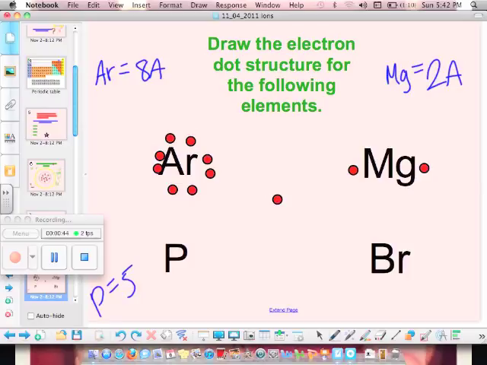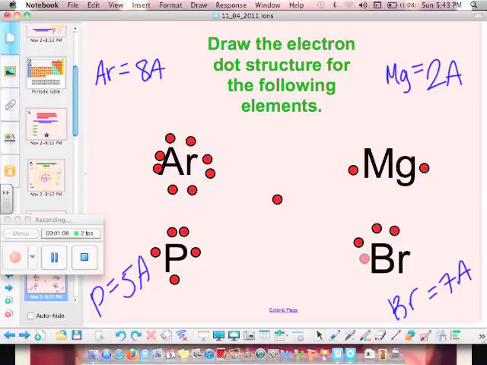Phosphorus is in 5A, so I need to draw 5 of these: 1, 2, 3, 4, 5. So just for symmetry purposes, there we go. And bromine is in 7A, which means I draw 7 dots around bromine. So 6, 7. And these are the electron dot structures for the following elements.